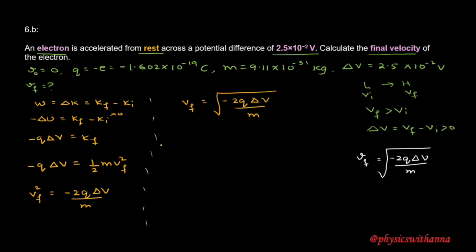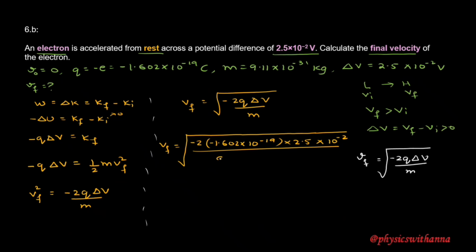So now let's substitute. We get V final equals square root of negative 2. Q is negative 1.602 times 10 to the power negative 19. Delta V is 2.5 times 10 to the power negative 2 over mass of electron 9.11 times 10 to the power negative 31. That gives you V final to be equal to 9.38 times 10 to the power 4 meter per second.